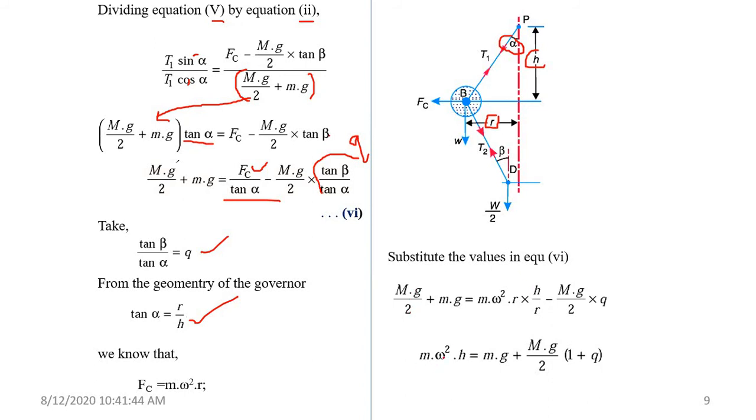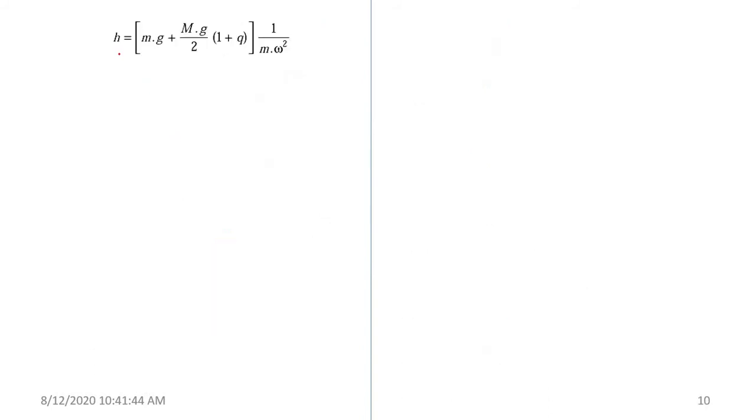Here the r terms are cancelled. So finally you can get m omega squared h is equal to mg plus capital MG divided by 2 into 1 plus q. Left hand side, you can take the h value. Finally, you can get the equation mg plus capital MG divided by 2 into 1 plus q into 1 by m omega squared. Again, here the common value g goes to the right hand side. Here, the common value g, you know the gravity value 9.81.